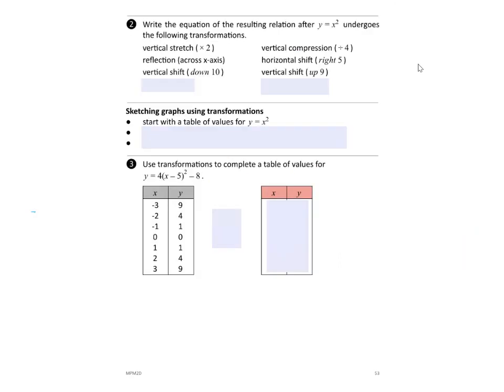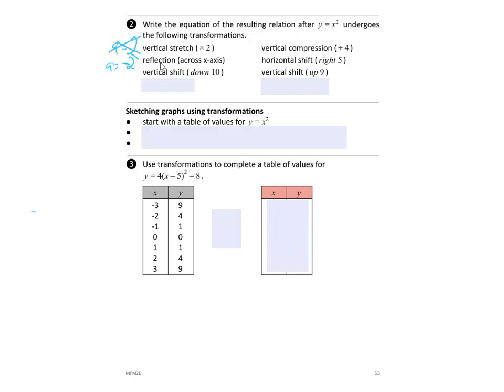Example 2: write an equation resulting after y equals x squared undergoes the following transformations. So now we're doing the opposite. A vertical stretch of 2. So if it's a vertical stretch of 2, that means a equals 2. Reflection across the x-axis, that means a is going to be negative, and it's a vertical stretch of 2. So it's going to be negative 2 now because it's reflected across the x-axis.